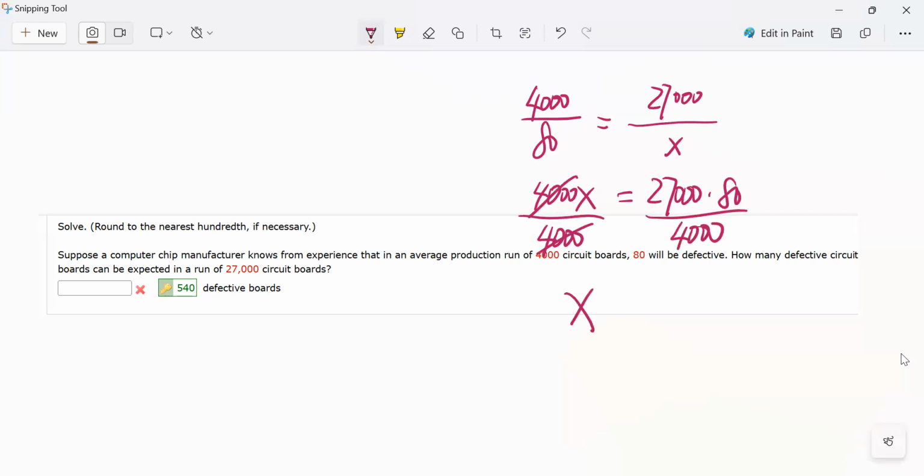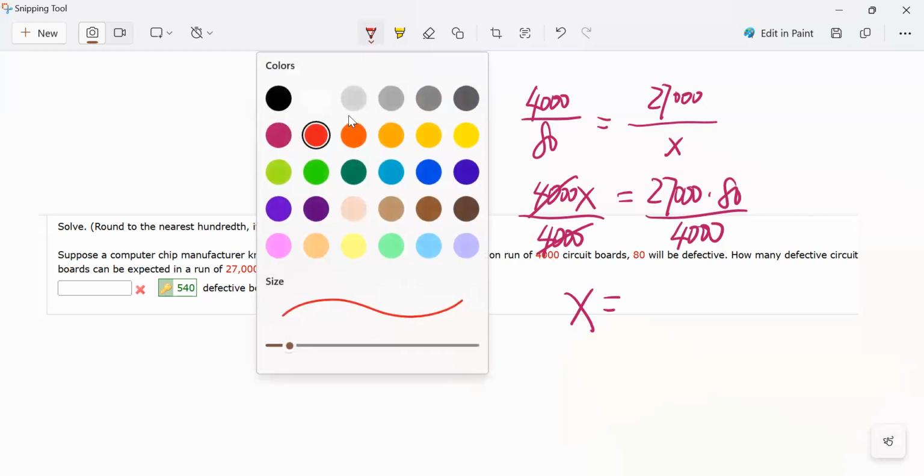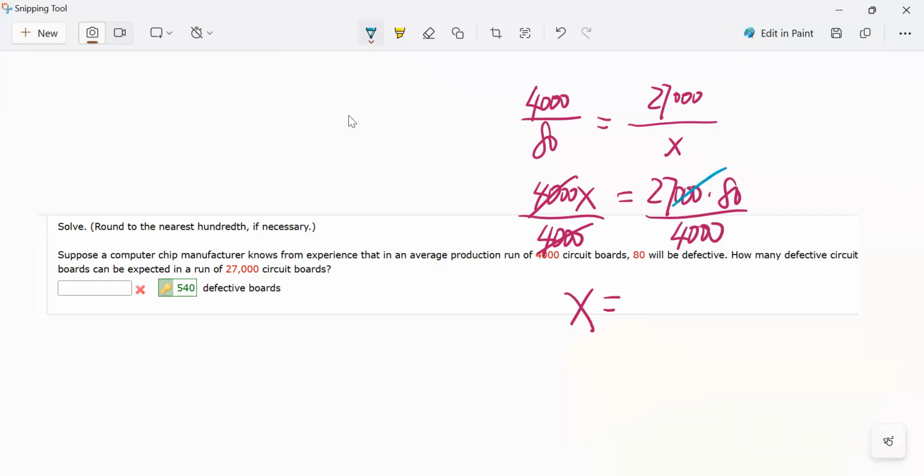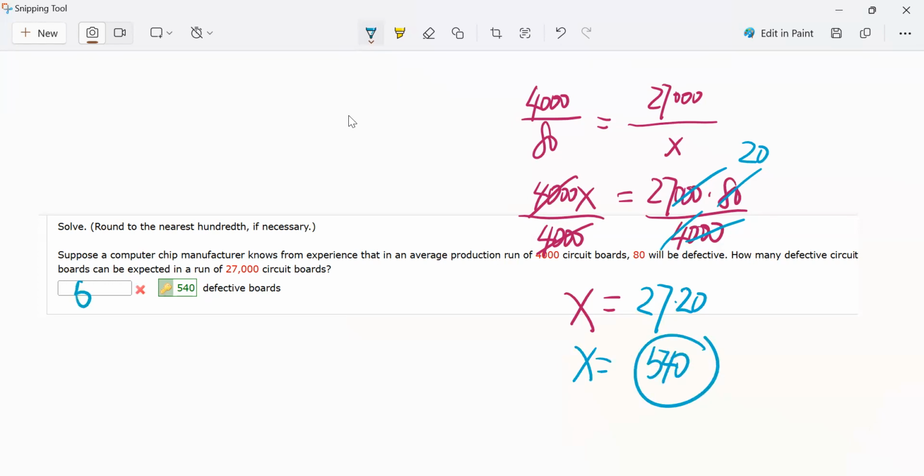Cancel that, x is by itself. Here we just cancel 3 zeros, just like the other one. And 4 going into 80 is 20 times. So we end up with 27 times 20, which is equal to 540. The answer is 540 defective boards. Any question about this?